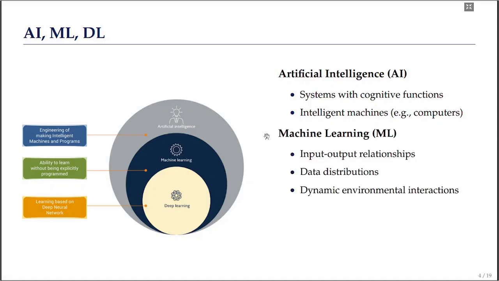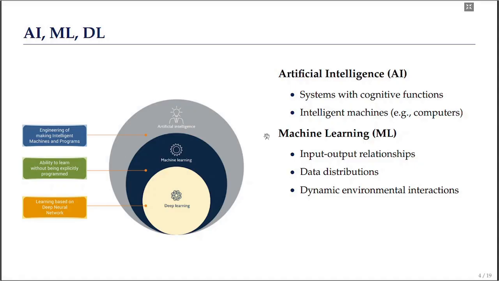And under artificial intelligence, there is a component called machine learning. It is the development of algorithms to learn patterns from certain available data without being explicitly programmed. So here the learning could be in terms of input-output relationships, data distributions, or even it could be through interaction within a certain dynamic environment.